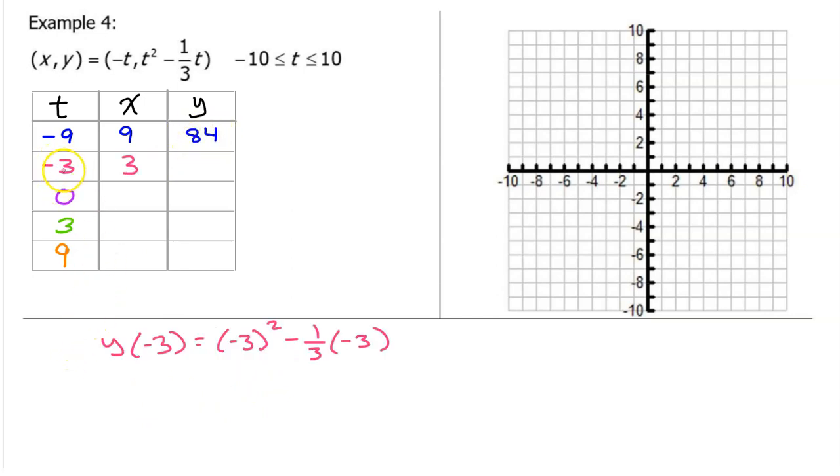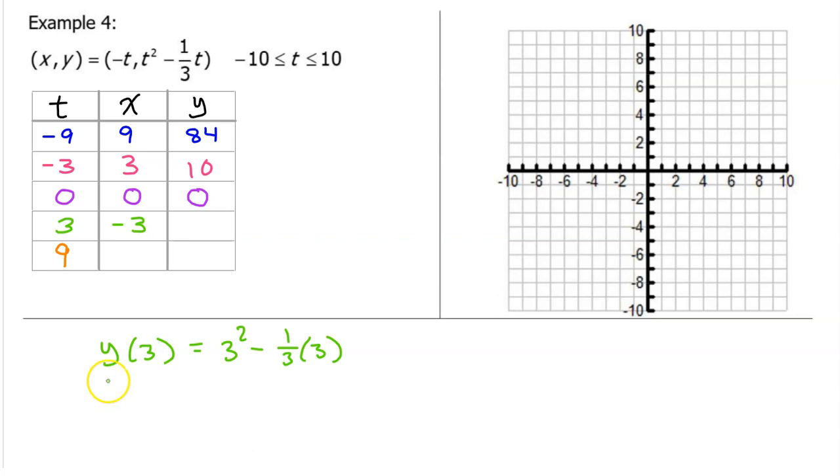At t equals negative 3, the x value will be positive 3. Y at negative 3 will be negative 3 squared minus 1/3 times negative 3. So that's going to be 9 plus 1, which is 10. When t equals 0, x will be 0 and y will also be 0. When t is 3, x will be negative 3. Y at 3 is 3 squared minus 1/3 times 3. So that's 9 minus 1, which is 8.